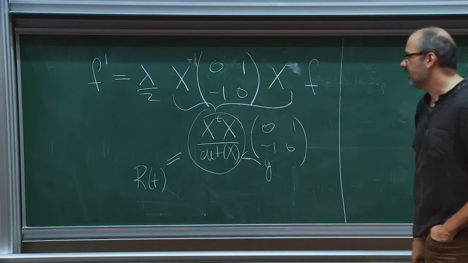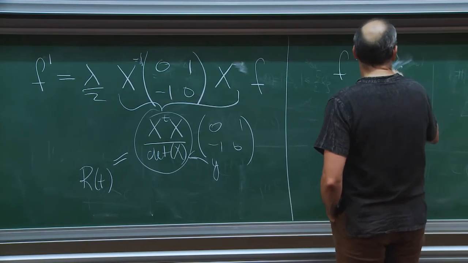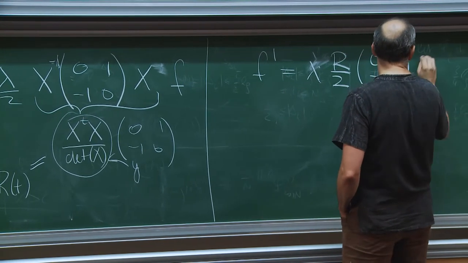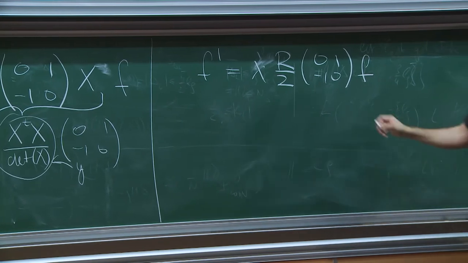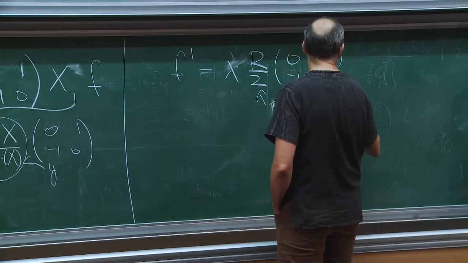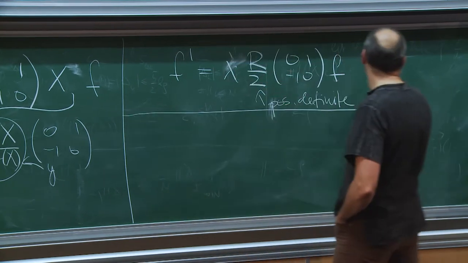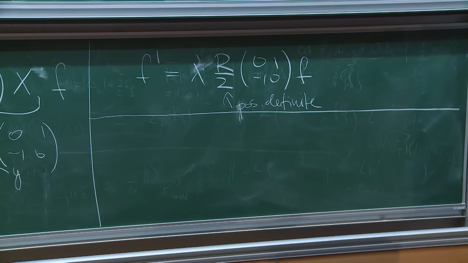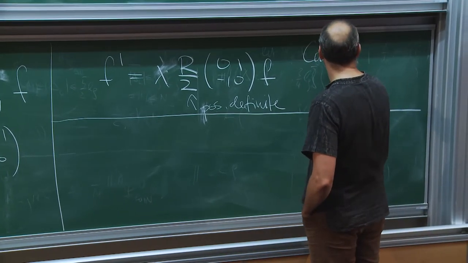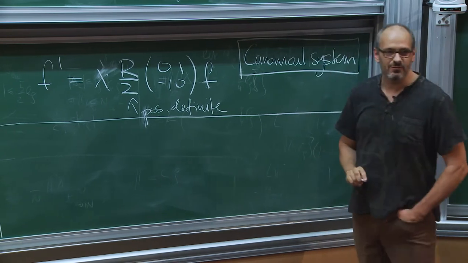So now I got the following equation. Again, let me write it again. F prime is equal to lambda times R over 2, times the matrix 0, 1, minus 1, 0, times F. And this R is non-negative definite, in fact, positive definite in our case. So we did this computation, and we got to a place which is actually very nice, because this object that you see here is called a canonical system. That is exactly what a canonical system is.